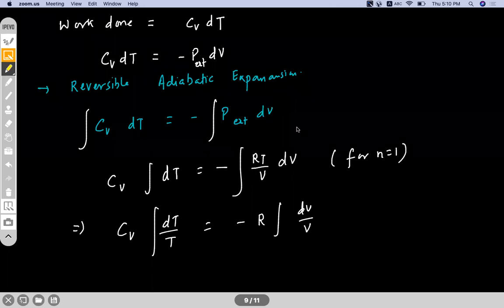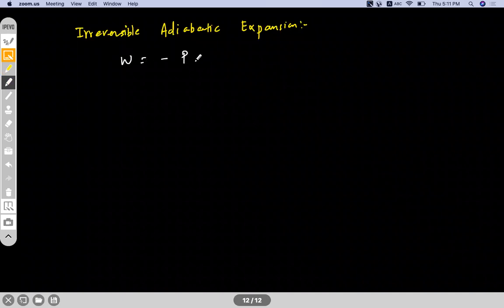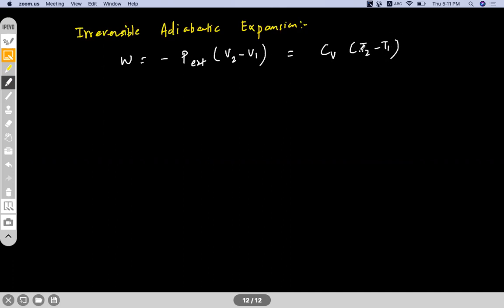I'll do it for irreversible also. For irreversible adiabatic expansion, you don't have to do anything basically. Work done is equal to minus P external times V2 minus V1, which is also equal to Cv times T2 minus T1. This is the expression of work done we have.